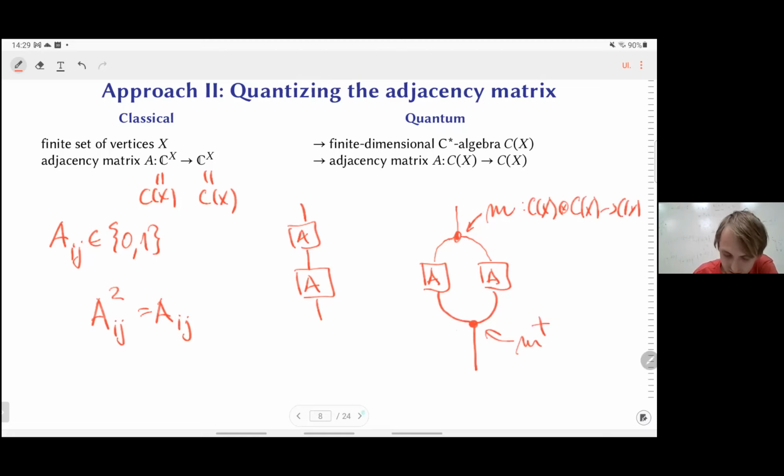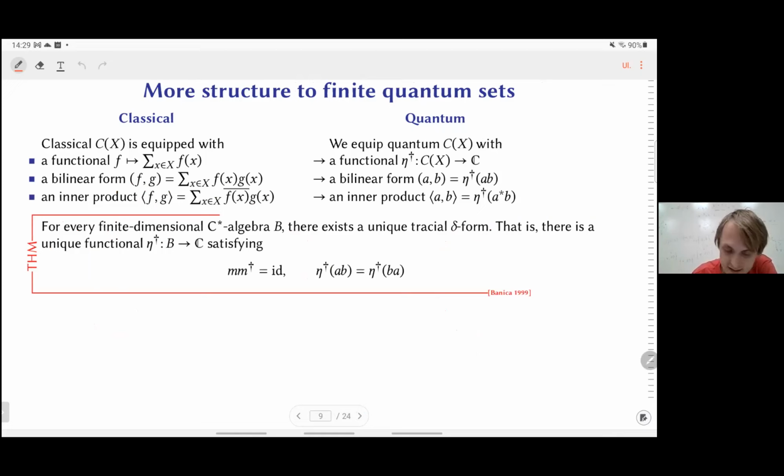So in order to do that, we step aside and first give more structure to the finite quantum sets. If we have classical algebras of functions, we have the integral or summation functional, using which we can define a bilinear form or an inner product, and we would like to have the same in the quantum setting. So we have some functional which we interpret as an integral, and define the bilinear form and inner product like this.